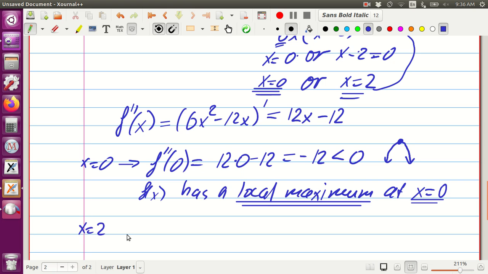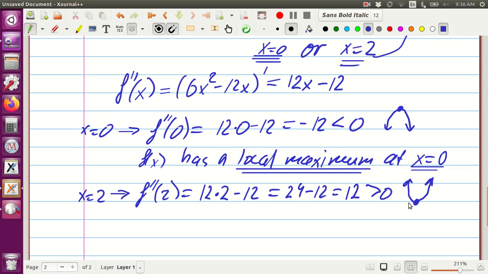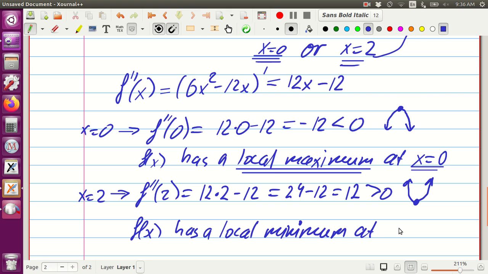So now we're going to take x equals 2, and we're going to do the same. We're going to plug it into the second derivative. So 12 times 2 minus 12, so we're going to get 24 minus 12, which is 12, which is positive. So our function is concave up, and we are on the bottom. Since we're on the bottom, conclusion, f of x has a local minimum at x equals 2. And we classified our critical points, so we are done with this exercise.